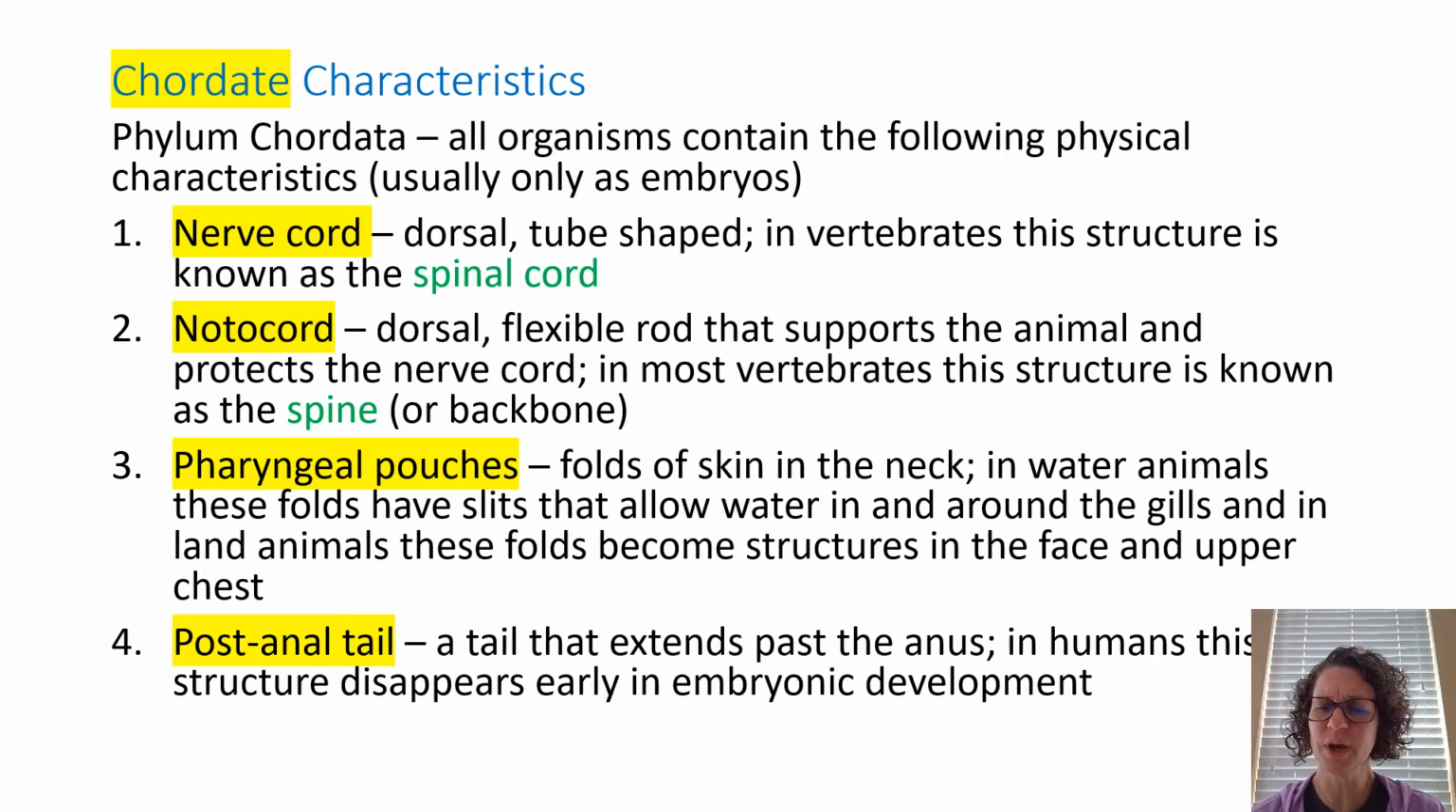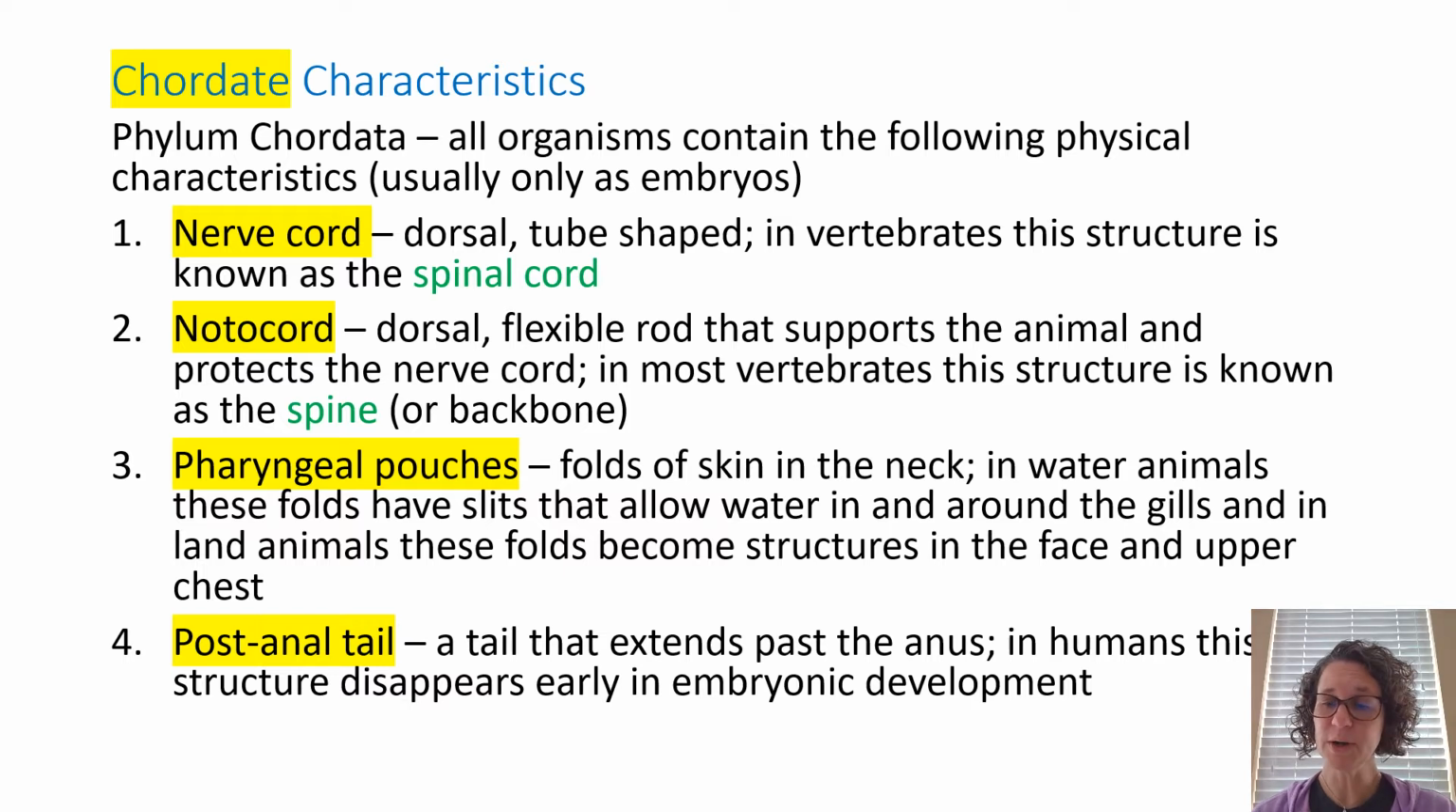Then a couple that are a little kind of weird to us, pharyngeal pouches. These are folds of skin in the neck area. In like the fish, these folds would have slits in them that would allow water in and around the gills. And so they actually kind of stay and are an opening, like in tadpoles and that kind of thing, for breathing purposes. In land animals, these folds actually become part of the face and upper chest, some of the neck structures and muscles and those kinds of things.